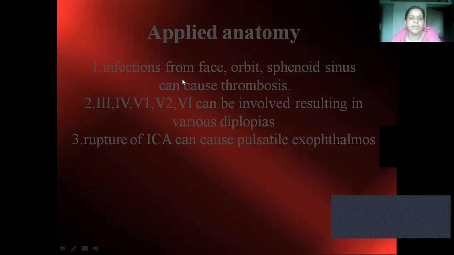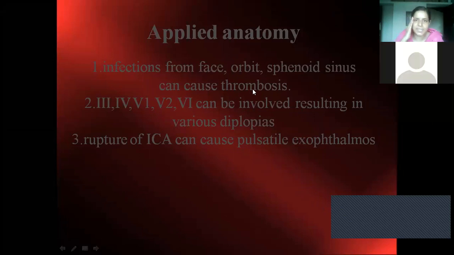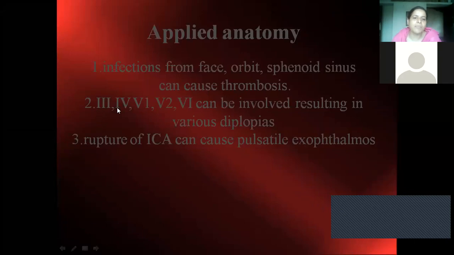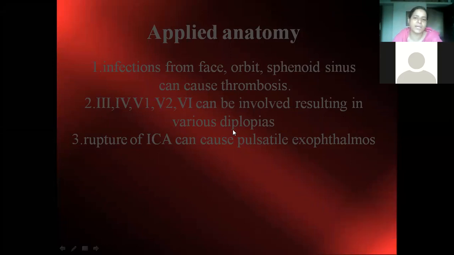So, applied anatomy. Infections from the face, orbit, and sphenoid sinus can cause thrombosis. Obviously, isn't it? That is the dangerous area of the face. Then the third, fourth, sixth, and the ophthalmic and maxillary divisions of the trigeminal nerves can be involved, resulting in various diplopias. We know that because we have already studied the orbit; the extraocular muscles are supplied by these nerves only.